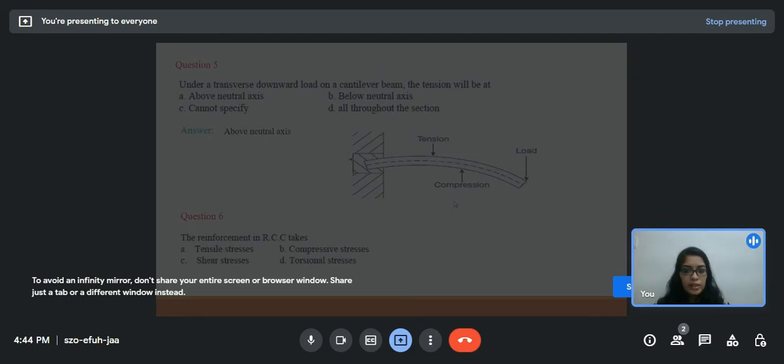Now we'll move on to the next question: the reinforcement in RCC takes tensile stress, compressive stress, shear stress, or torsional stress. We need to find which is the correct answer. We know that concrete is in general very strong in compression. It is not that concrete cannot take tensile stress, but the tensile strength of concrete is only approximately 1 by 10th of its compressive strength. So we say that concrete is strong in compression and weak in tension.